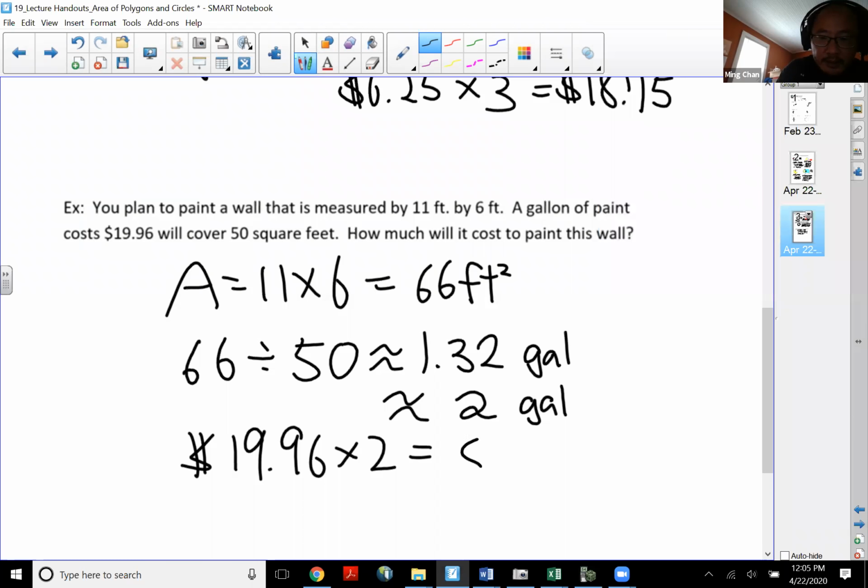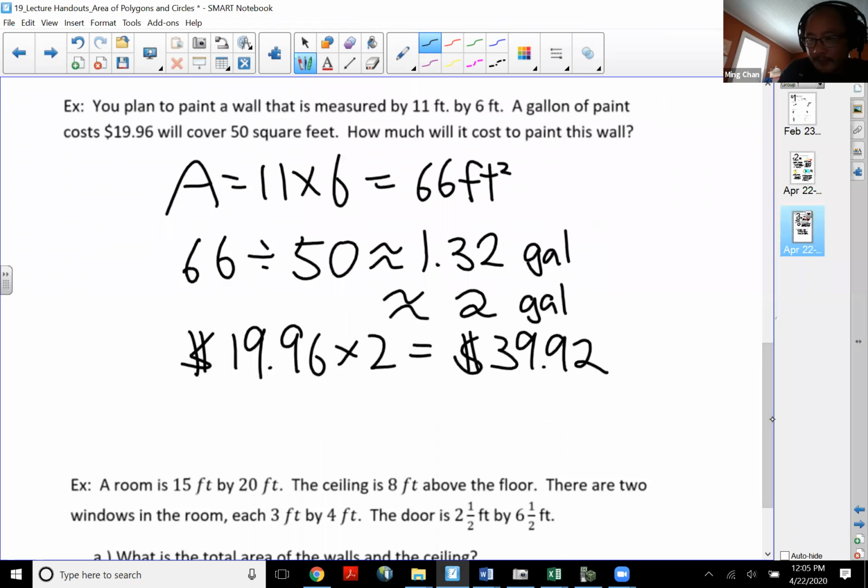$39.92. There we go. All right, that's one wall.